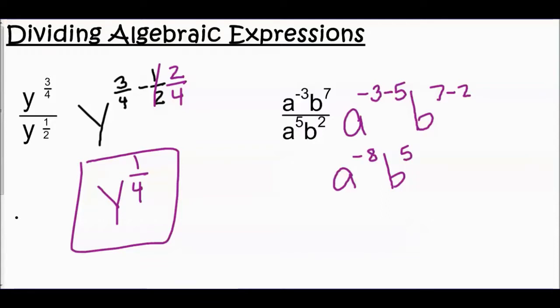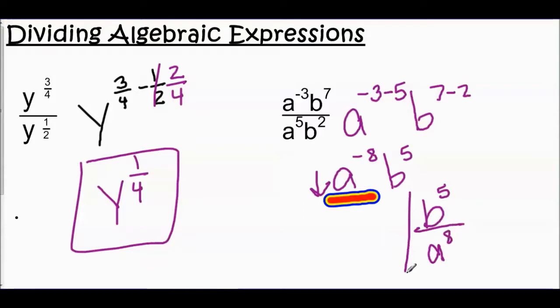And thinking back to what we learned in that very first lesson, a to the -8 power is going to cause it to go to the denominator. I'm going to do the reciprocal of that part of it. So b to the 5th is left on top in the numerator, and a to the 8th is pushed down to the bottom. So my final answer simplified down is b to the 5th over a to the 8th power.